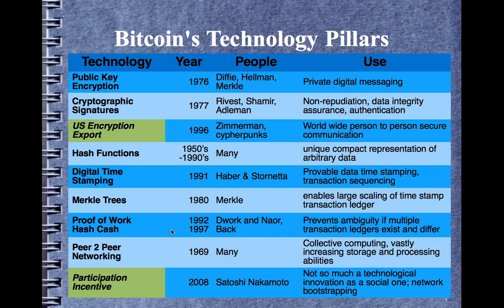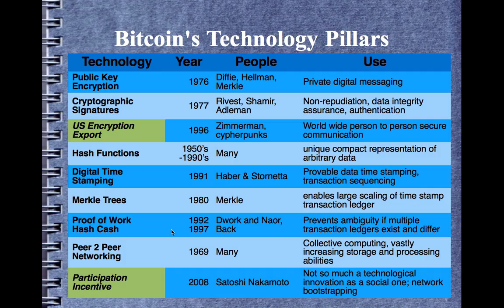We will discuss public key encryption and the Diffie-Hellman-Merkle key exchange algorithm, cryptographic digital signatures and the Rivest, Shamir, Adleman implementation of public key cryptography, the brilliant intellectual coup of Phil Zimmermann and the cypherpunks that brought public key cryptography to the rest of the world, hash functions, these are basically digital equivalents of fingerprints for a message or a document. We'll see why this is so important in a little bit.